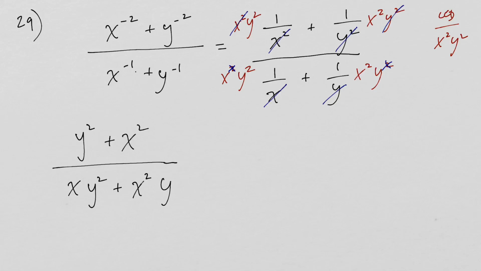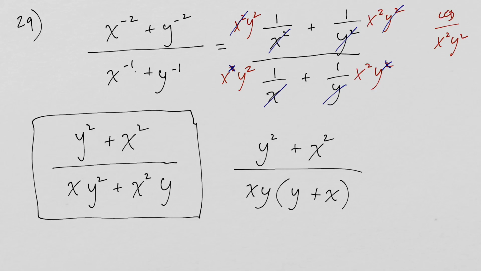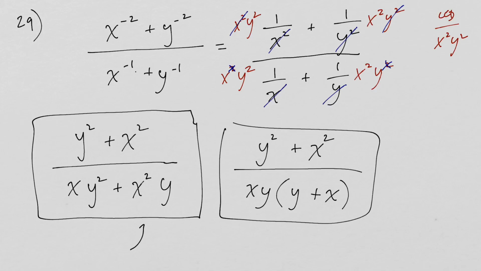And you can leave it like that. The denominator is factorable, but it's not going to help you. So I wouldn't factor it, but you can factor it if you want. You can take out an xy out of the denominator, and you're going to be left with y plus x. But that doesn't help you cancel anything, because you still don't have a complete common factor across everything. So you could have written it like this on the right. I would have just left it like that on the left.